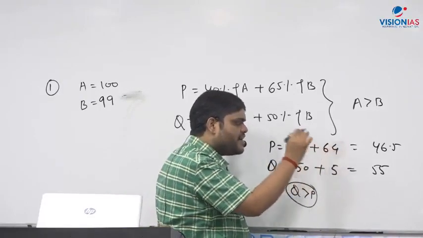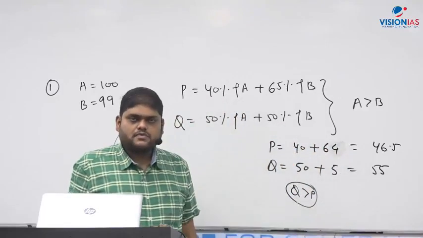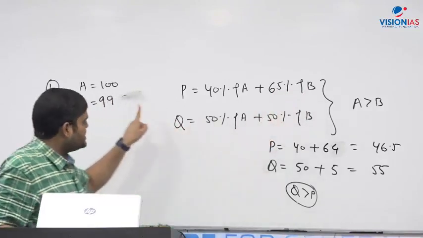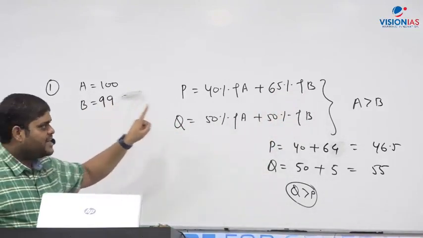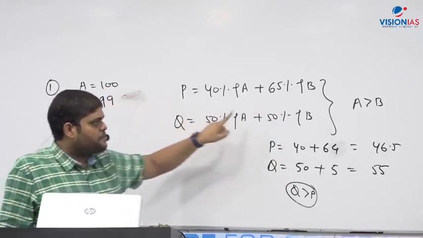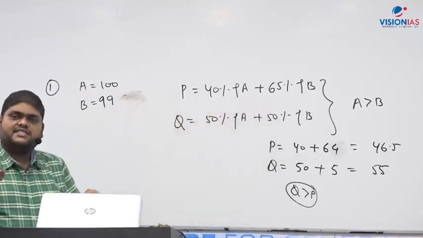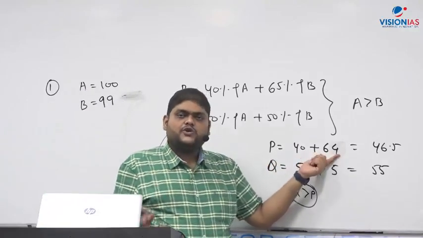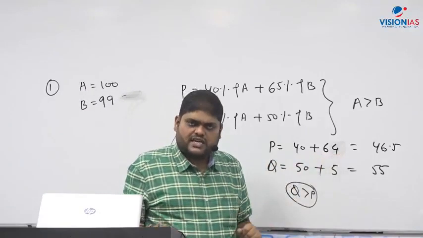Suppose I will take the value as 64. What I am telling you is 65% of 99. I know that 65% of 100 will be 65, so 65% of 99 will be just lesser than that. And lesser than that I have taken 64. You can take 63 also, no issue with that.